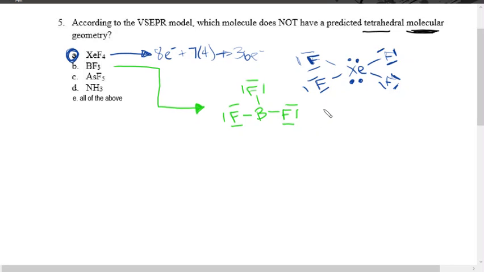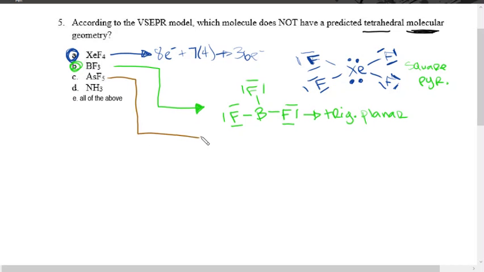Just for fun, let's go ahead and do the shapes on these. So this one would be trigonal planar. This bad boy right here is going to be square planar or square pyramidal, however you prefer to say it. So that would be a possible answer as well, right?